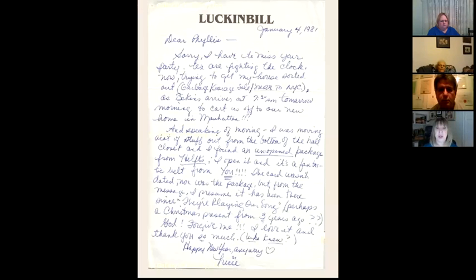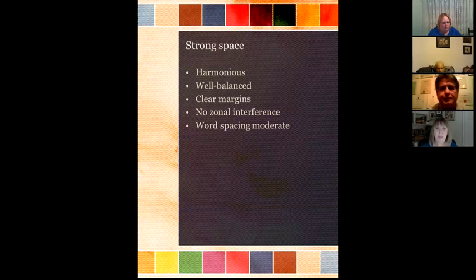Okay, go back and look. So it's balanced. There's just about the right amount of space between the letters, the words, the lines. It's a little bit crowded here, but it's not going to be perfect. Overall, it looks just terrific. It's well balanced. It's got good margins. The zonal interference we'll talk about later, another time. And it's got moderate word spacing.